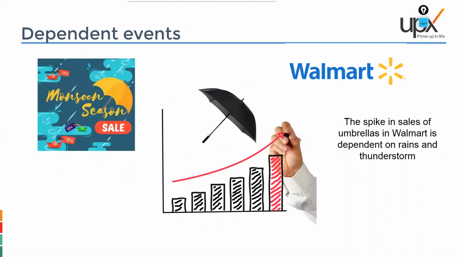Another classic example of a dependent event: the spike in sales of umbrellas in Walmart is dependent on rains and thunderstorms. Whenever there is a thunderstorm outside, in the rainy season, there is a spike in the number of umbrellas sold. What does that mean? The event of umbrella sales increasing is not independent. It is dependent on an external event, which is a thunderstorm. That's what independent and dependent events mean.